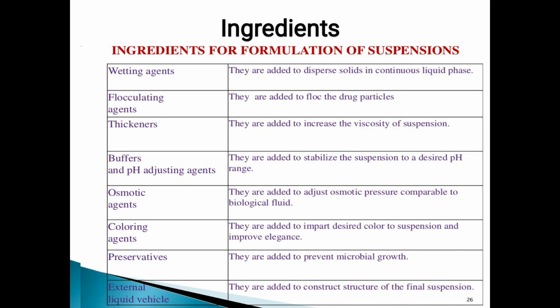Osmotic agent: they are added to adjust osmotic pressure comparable to the biological fluid. Coloring agent: they are added to impart desired color to a suspension. Preservative: they are added to prevent microbial growth. External liquid vehicle: they are added to construct the structure of the final suspension. So all these ingredients, shown in tabular form, play a very important role in the formulation of a good, stable suspension.